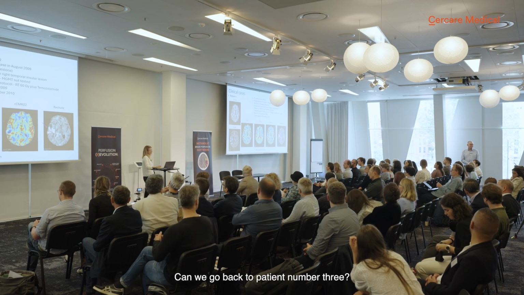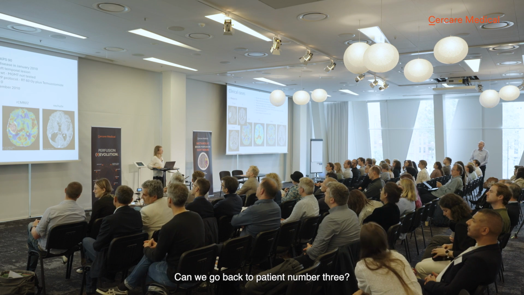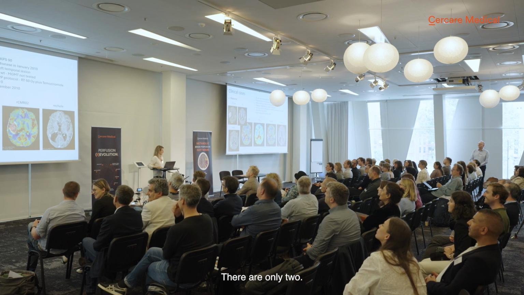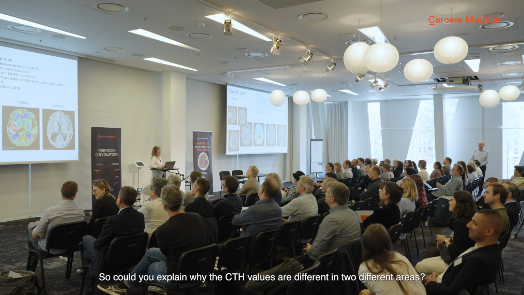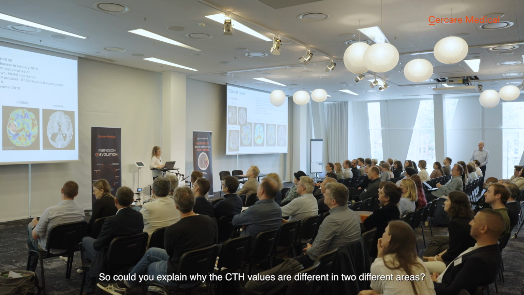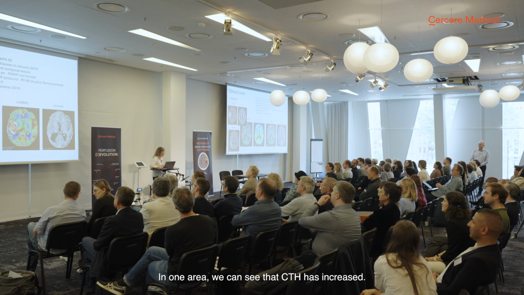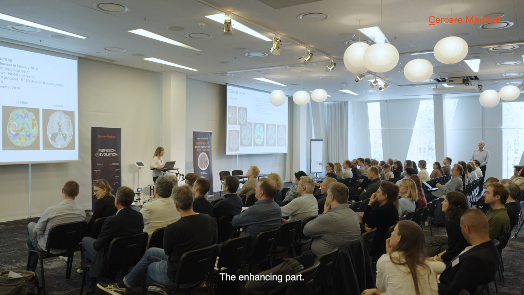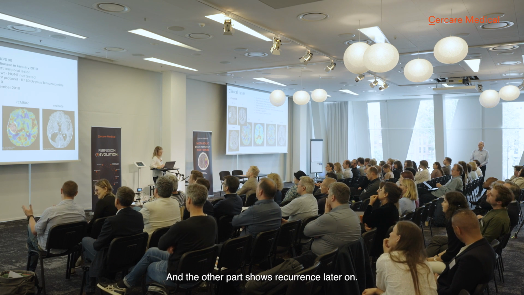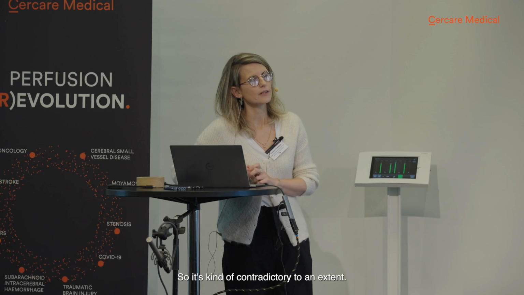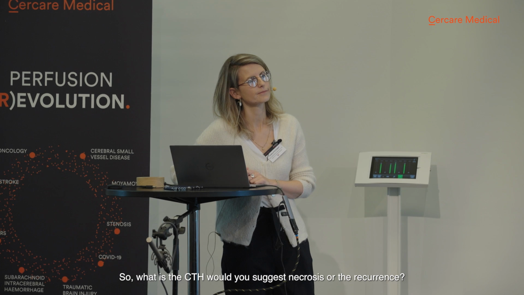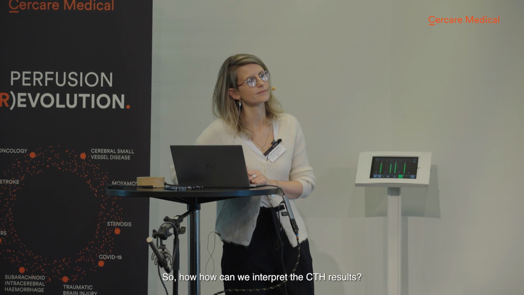Can we go back to patient number 3? There are only 2. Oh yeah, only 2. So could you explain why these CTH values are different in 2 different areas? In one area we can see that CTH is increased, the enhancing part, and in the other part, which shows recurrence later on, the CTH is a bit different. So it's kind of contradictory to itself. So what is the CTH? Does increased CTH suggest necrosis or recurrence? So how can we interpret the CTH results?